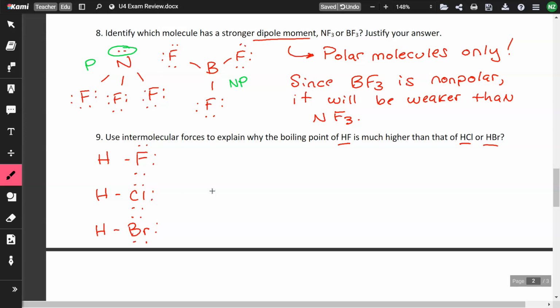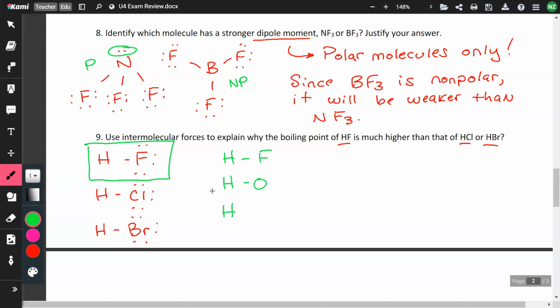Think about it like a tug of war. If you have the same thing on both sides, one side's not stronger than the other. But for all three of these, you've got different atoms on either side, so one side's going to be stronger than the other. Now, if you notice here, HF has one of those magic combinations for hydrogen bonding. Again, for hydrogen bonding, it's HF, HO, HN. So it meets that criteria for hydrogen bonding.